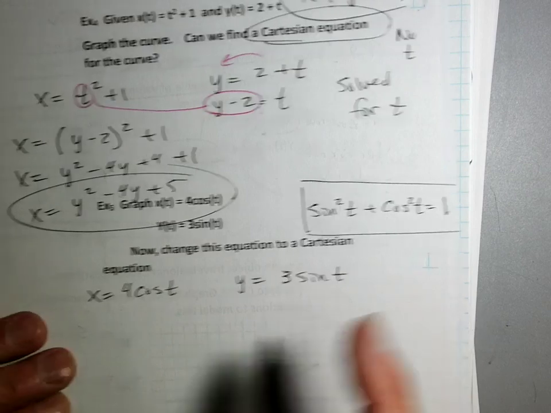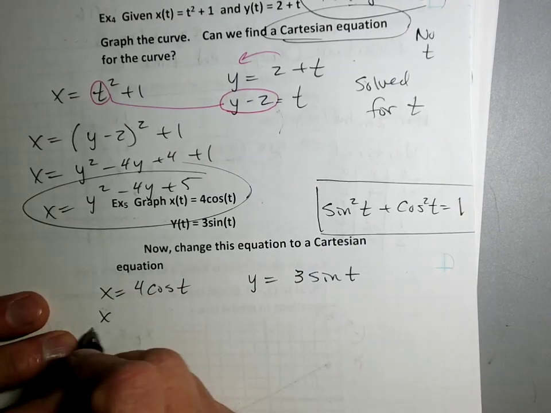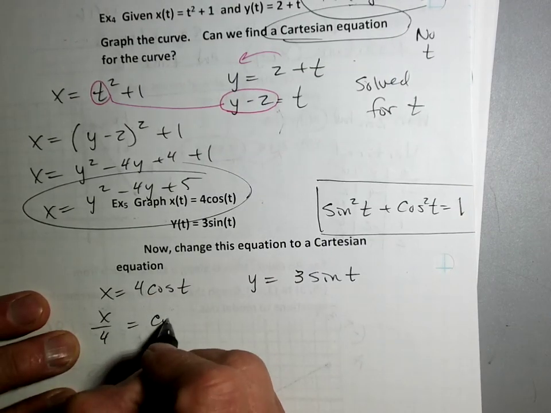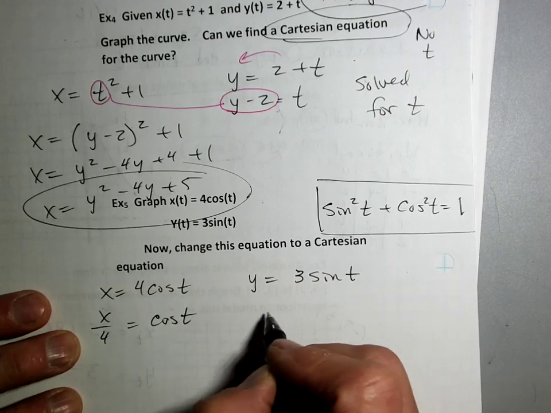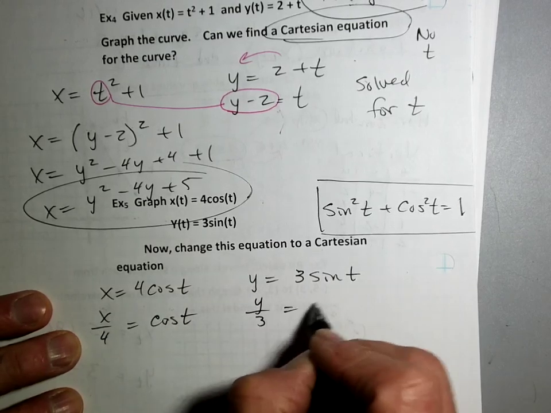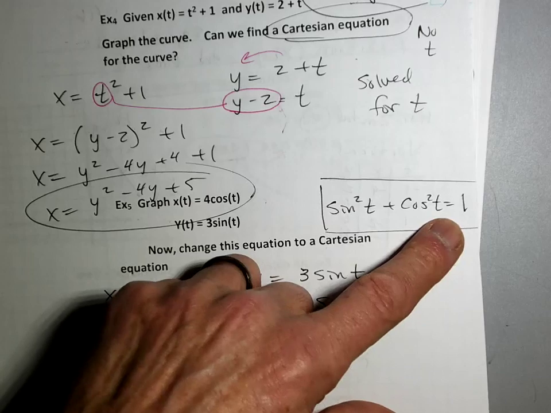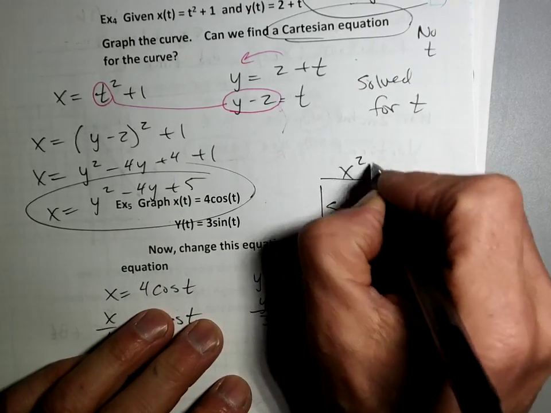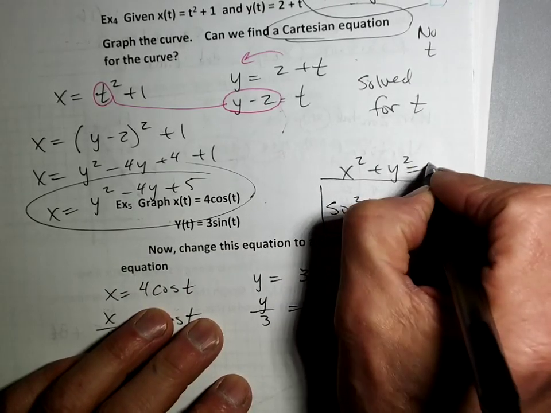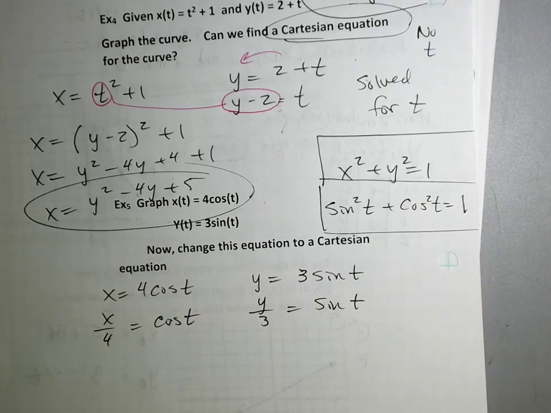Okay, so first of all, let me divide by the 4. So I've got x over 4 equals cosine t, and y over 3 equals sine of t, okay? Now my goal is to go sine squared plus cosine squared, okay? That's my goal. Because sine squared plus cosine squared originally came from x squared plus y squared equals 1. Wasn't that my identity I originally got it from?